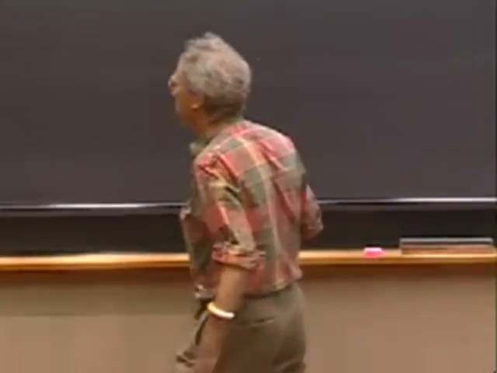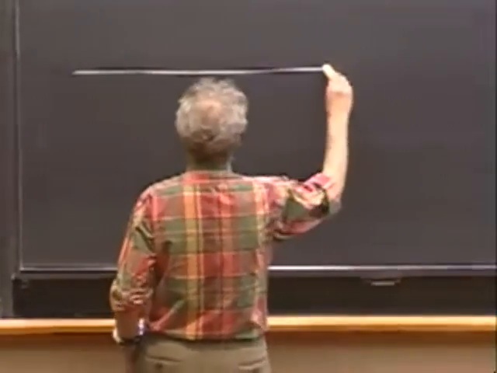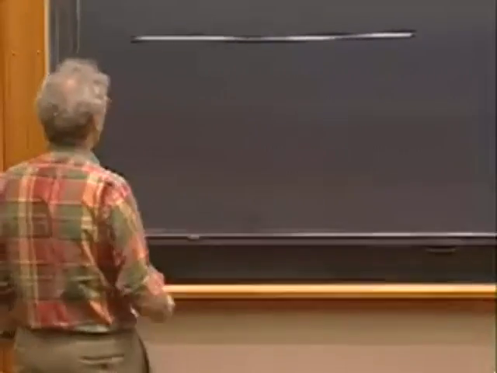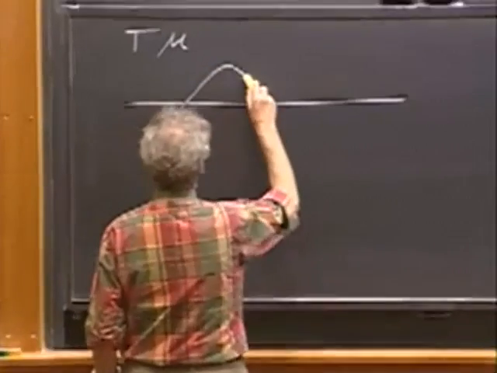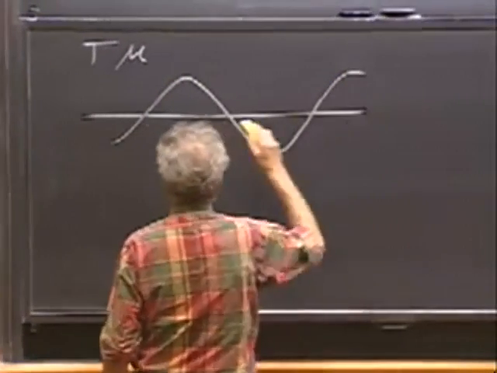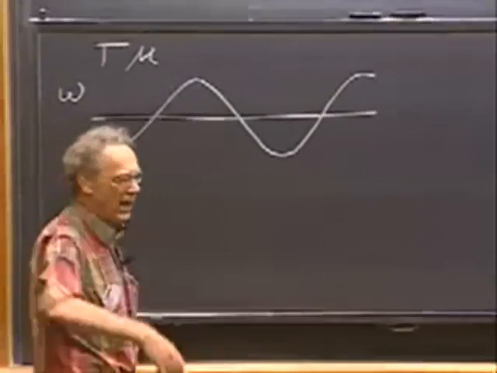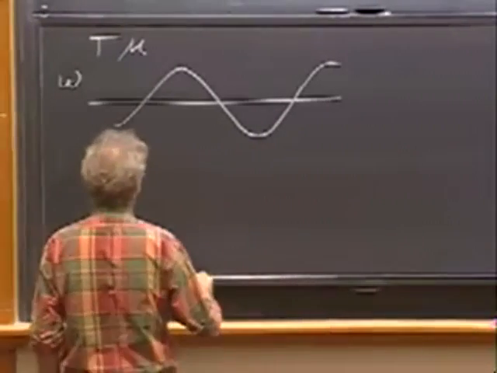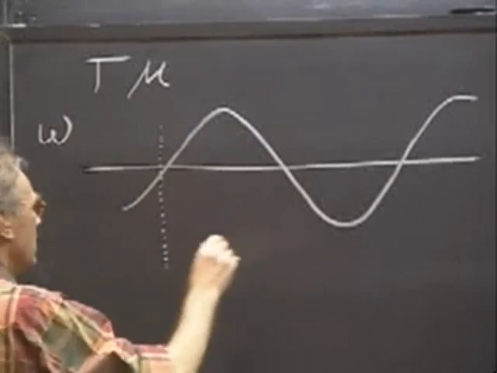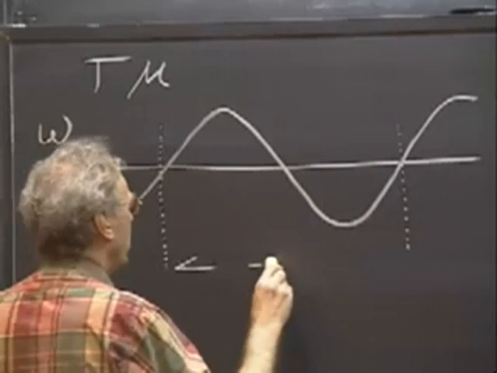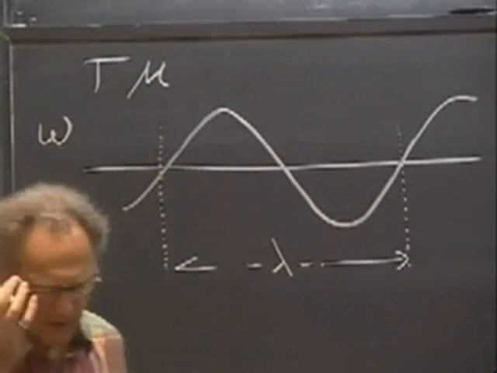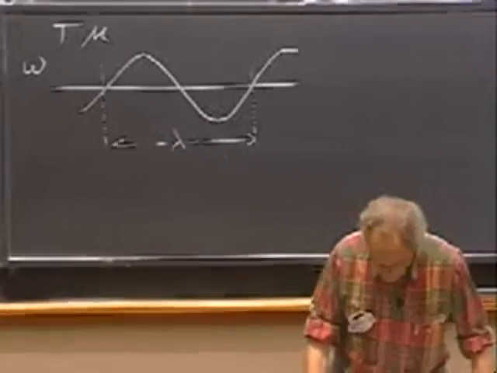So imagine that I have a string here, and the tension is T, and the mass per unit length is mu. And I wiggle one side, and I generate in there a wave. So I move this up and down with angular frequency omega, and I do that with an amplitude A. I will then generate waves, whereby this is what we call in physics the wavelength. That is the distance that the disturbance travels in one oscillation time.